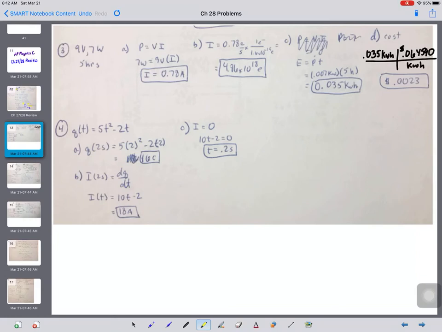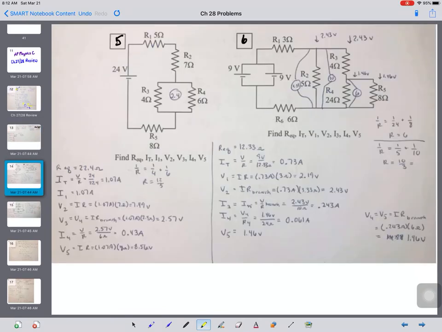Number 4, you're given an equation for charge, and you want to know how much charge has passed after 2 seconds, then the current, and when the current is equal to 0. This is just getting you used to dealing with a changing charge. So Q of t to calculate the charge at 2 seconds, that's just plugging in 2 seconds. B, the current, dq dt. So once we take that, we get a current equation. And then in C, when the current is equal to 0, just set that equation from B equal to 0 and solve down for the time.